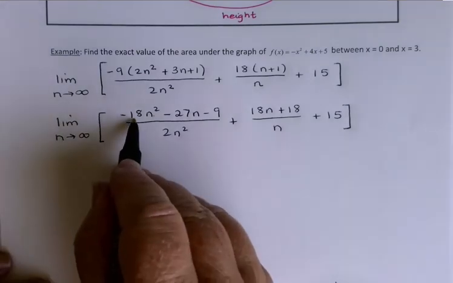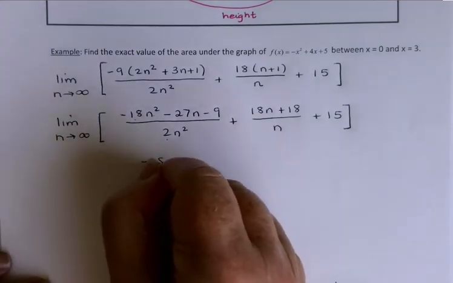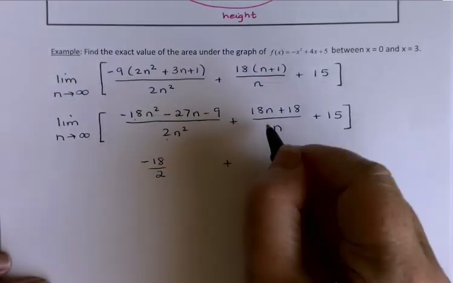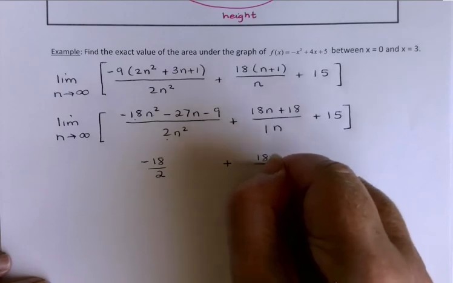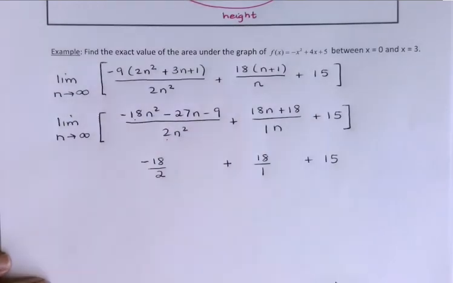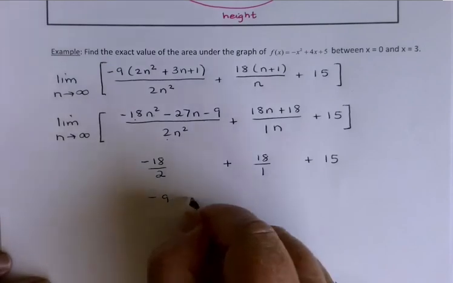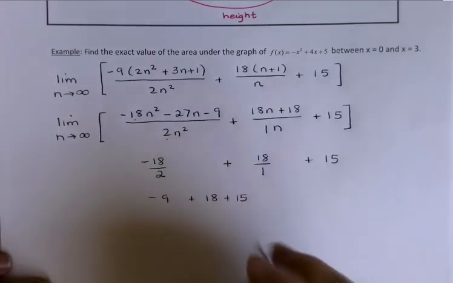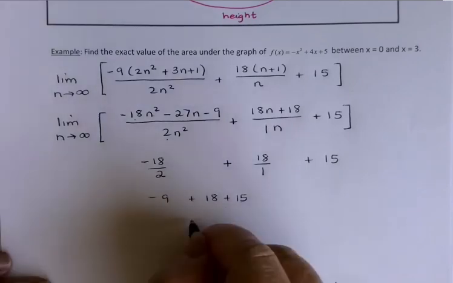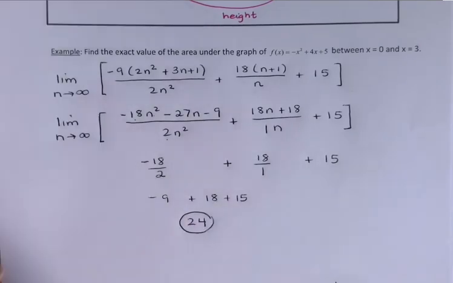So my limit's going to be negative 18 over 2 plus 18 over 1 plus 15: negative 9 plus 18 plus 15, 33 minus 9 is 24, which is exactly what we guessed it was going to be based on what we saw when we did the numerical limits. All right, we'll do a couple more examples, start to finish of this, in the next video, but now we've got all the ideas that we need to find the exact area under a curve.